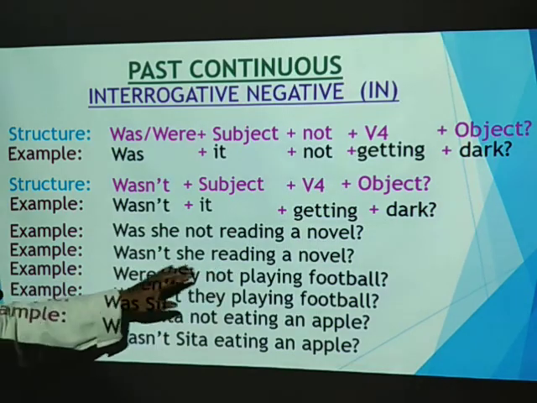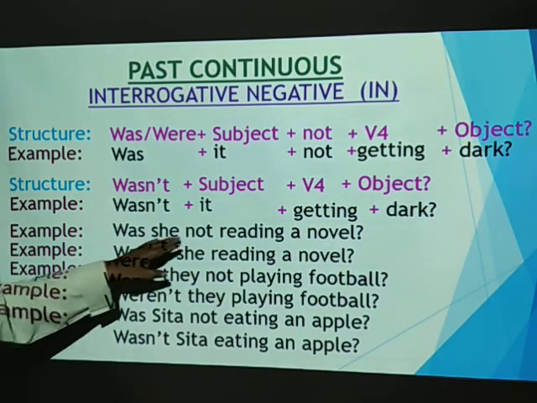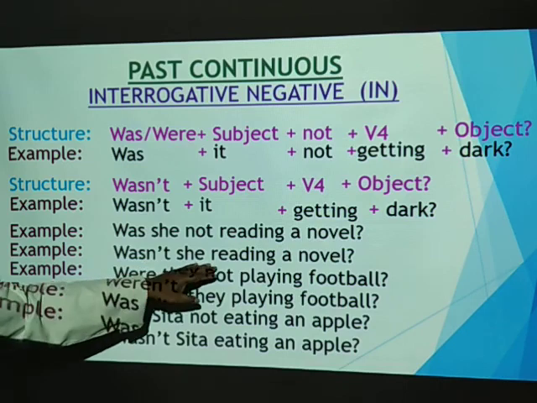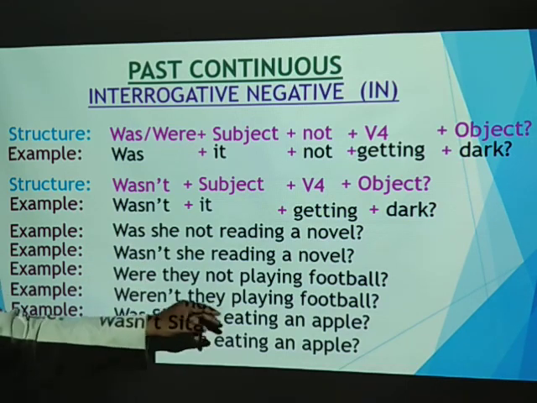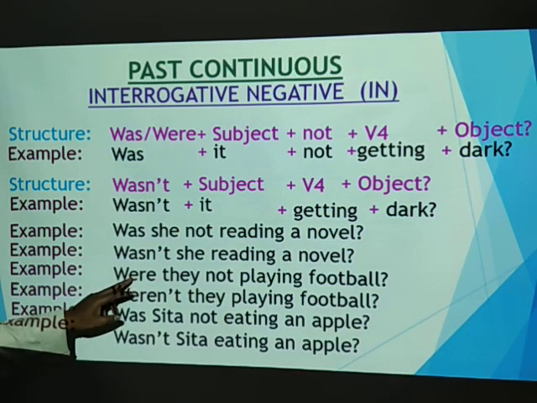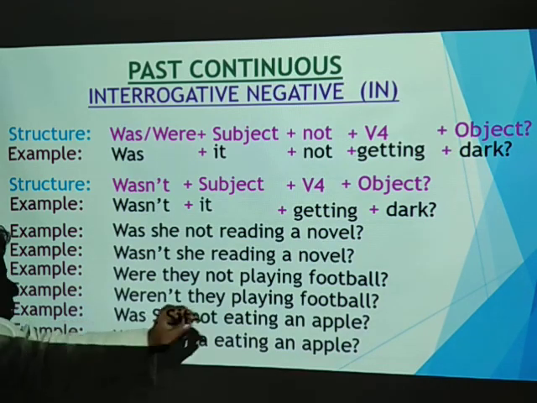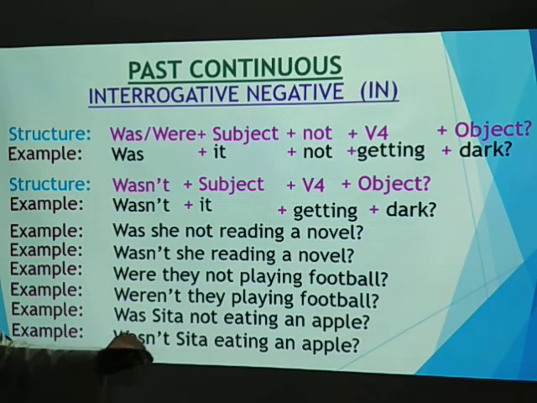Was she not reading a novel changes to wasn't she reading a novel. In the same way, were they not playing football? Weren't they playing football? Not combines with were, and the sentence becomes weren't they playing football. Next, was Sita not eating an apple? Not combines with was, and the sentence changes to wasn't Sita eating an apple. So this is the usual structure of a sentence formed in past continuous interrogative negative form.